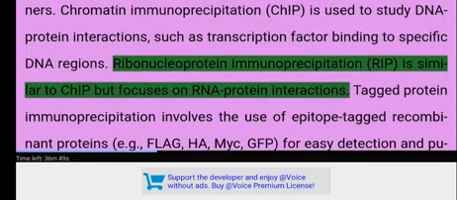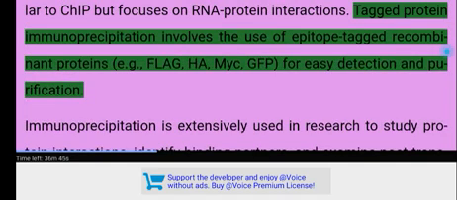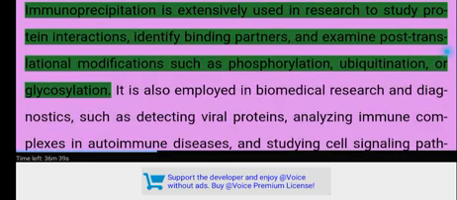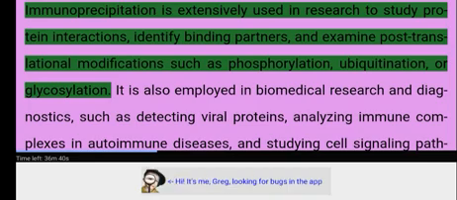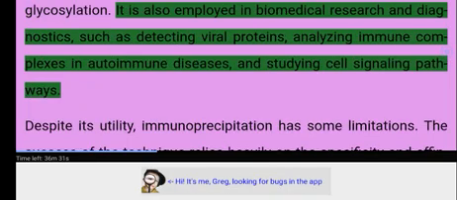Ribonucleoprotein immunoprecipitation (RIP) is similar to ChIP but focuses on RNA-protein interactions. Tag protein immunoprecipitation involves the use of epitope-tagged recombinant proteins, e.g., FLAG, HA, MYC, GFP, for easy detection and purification. Immunoprecipitation is extensively used in research to study protein interactions, identify binding partners, and examine post-translational modifications such as phosphorylation, ubiquitination, or glycosylation. It is also employed in biomedical research and diagnostics, such as detecting viral proteins, analyzing immune complexes in autoimmune diseases, and studying cell signaling pathways.